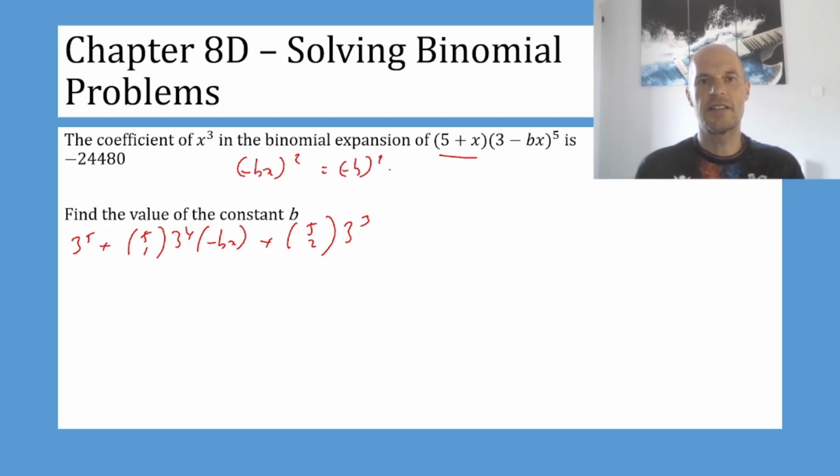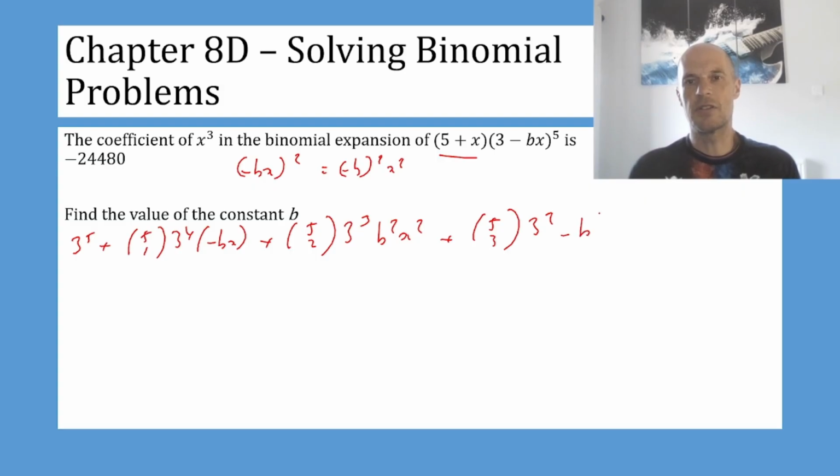(minus bx) all squared is the same as negative b squared x squared, which is b squared x squared, plus 5 choose 3, 3 squared, and here we need to be careful, so it's minus b cubed, lots of x cubed, and I could carry on, but I'm going beyond the x cubed. Okay, so this is the expansion, or a partial expansion, of (3 - bx) to the power of 5. Again, I've not bothered with b to the power of 4, b to the power of 5, because we're interested in the cubed term.